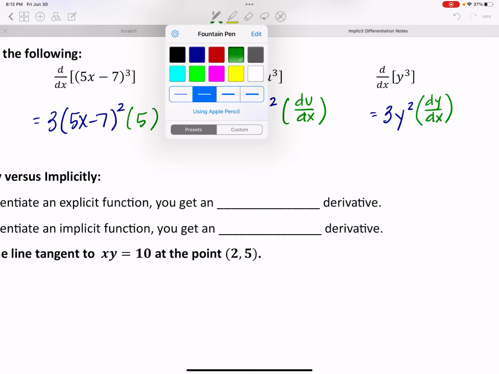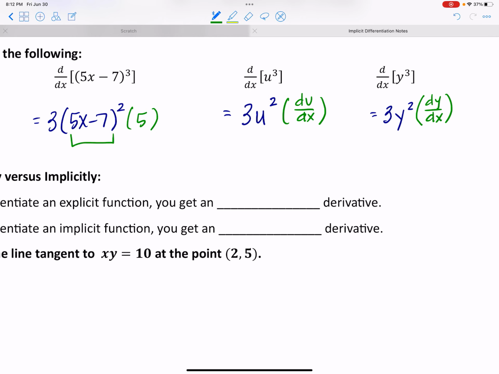And here, we could have said the same thing in this one. I could have said the derivative with respect to x of 5x minus 7, right, instead of a y or a u. But I know the derivative with respect to x of 5x minus 7 is just going to be 5, and that's why we actually have a derivative there. And that's why we have something more generic here and generic here. Okay, but we're differentiating the same way we normally differentiate when we have other variables.